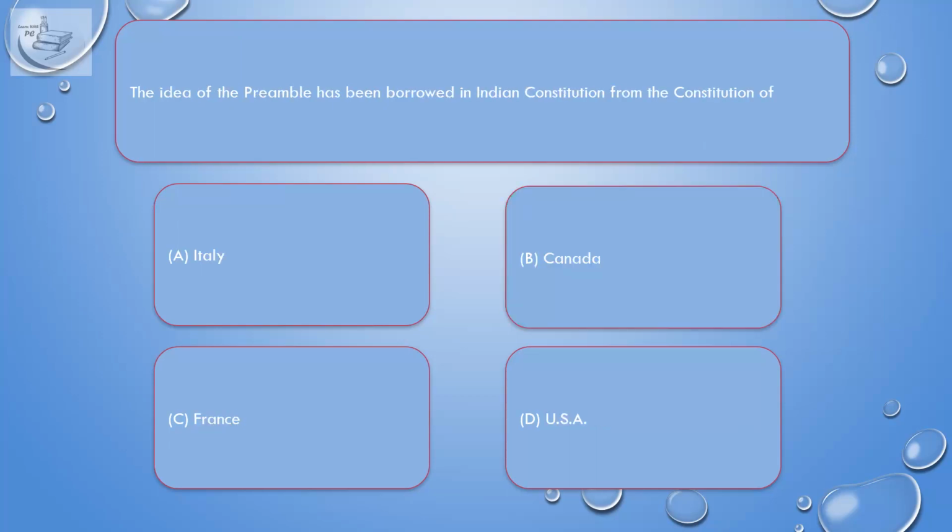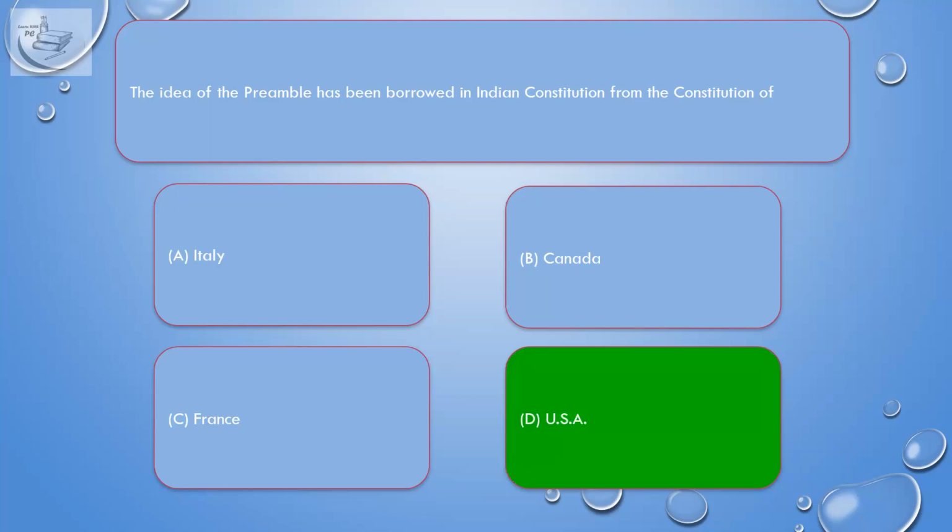Question: the idea of the preamble has been borrowed in Indian Constitution from the Constitution of A. Italy, B. Canada, C. France, D. USA. Correct answer is D. USA.